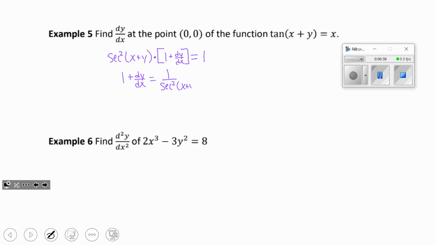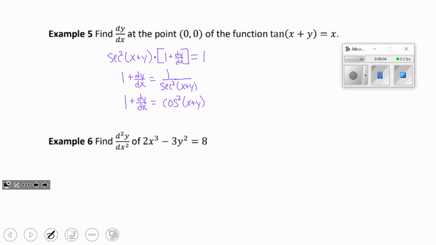(x + y). Now let's think about secant. Secant is the reciprocal of cosine. So let's fix that. That is 1 + dy/dx = cosine squared (x + y). It's always easier for us to deal with trig functions in terms of sine and cosine, so we do that as often as we can.